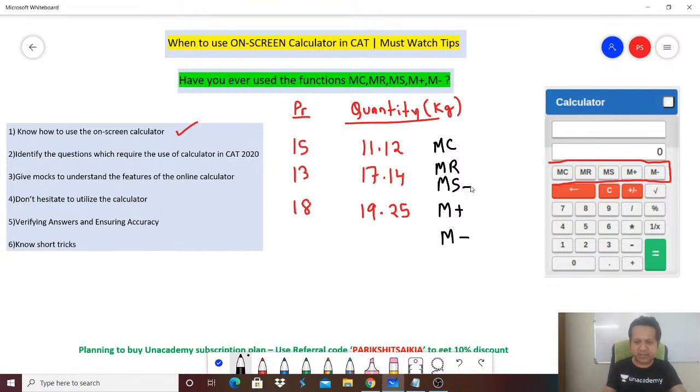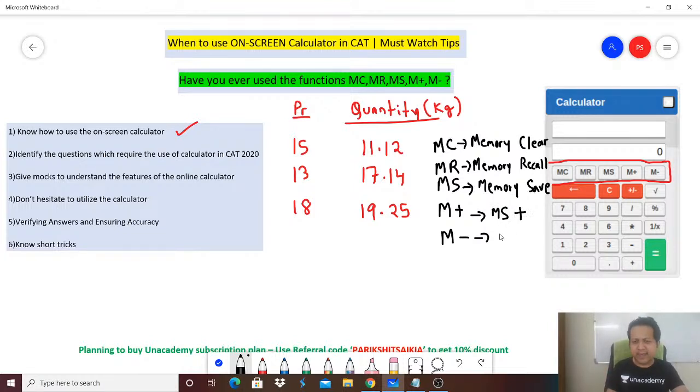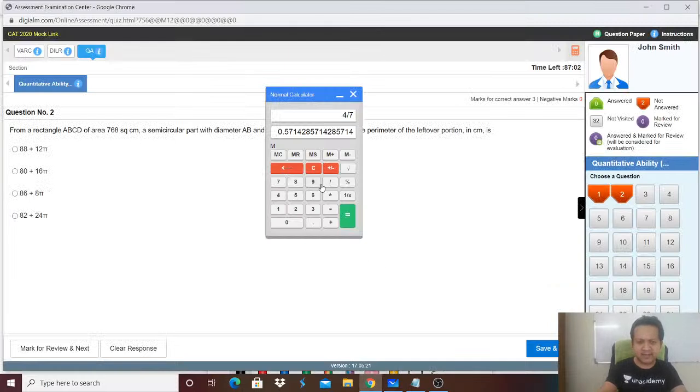You need to use these functionalities. Now, what does each functionality mean? MS means memory save. I'm going to illustrate, don't worry. MR is memory recall. MC means memory clear. M plus is MS plus something. M minus is MS minus something. Let's look at our screen to understand these functionalities.